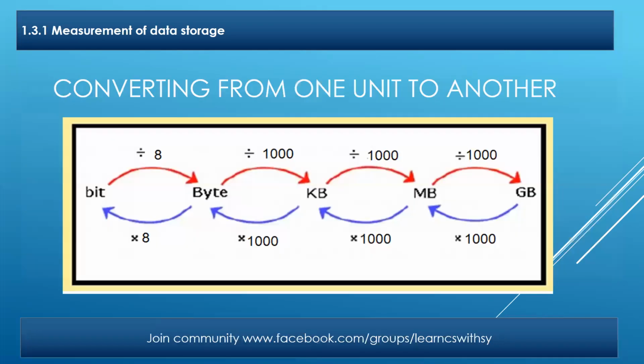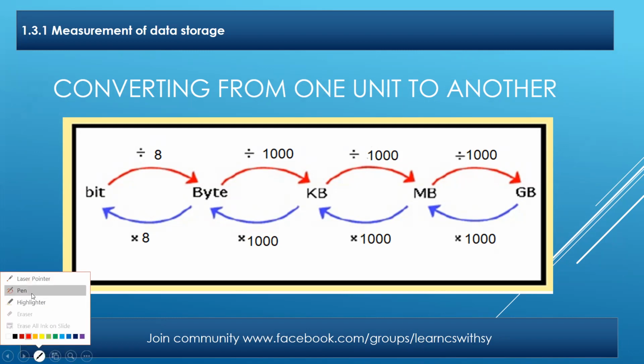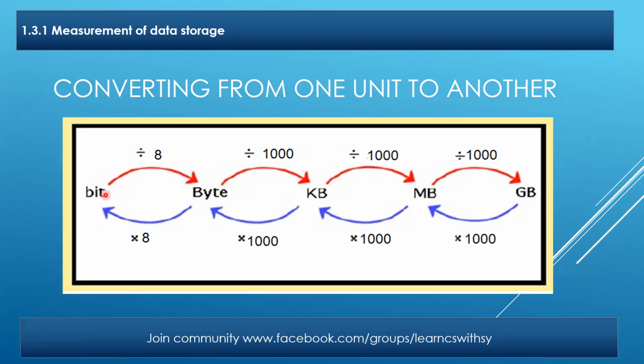Okay. Now, this is very important. You need to know how we can move from one unit to another. So here you can see bit is my smallest unit. Fine, this is what we have talked about. After this bit, it's a byte. And then it's a kilobyte. Then it's a megabyte. Then it's a gigabyte. So if you are moving from bit to byte, you will be performing division, and division by 8.